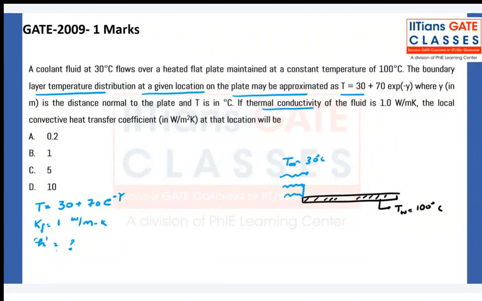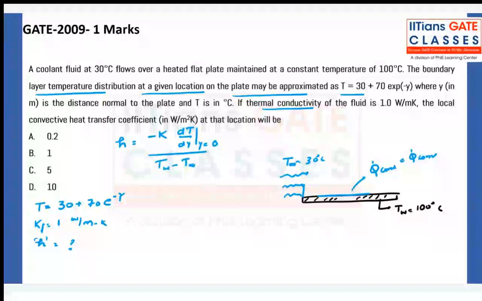So you remember the basic equation. At the surface, Q dot conduction will be equal to Q dot convection. So from here, I can write H is equal to minus K dT by dy at y equals 0, upon T wall minus T infinity. Do you remember this formula or not? Yes, minus K actually. Chalo. Now I need to find dT by dy.